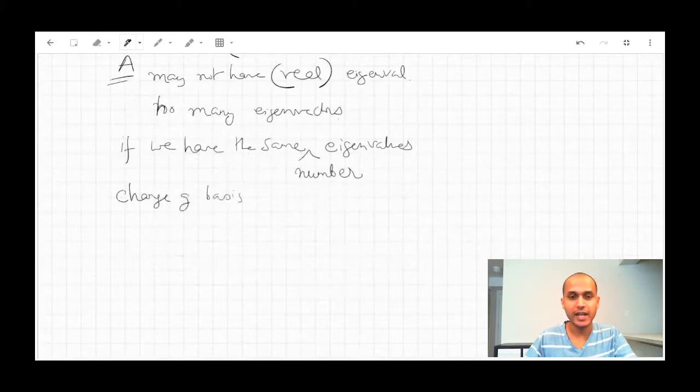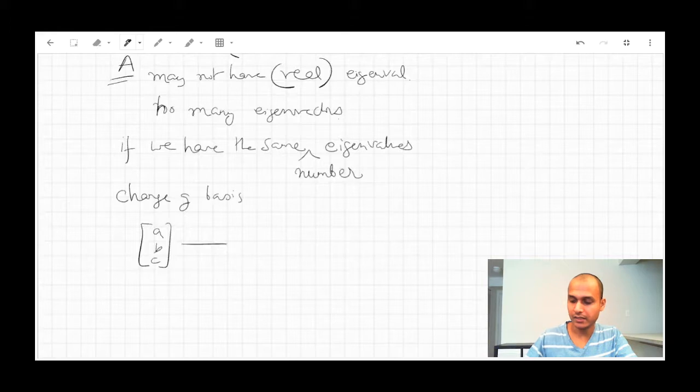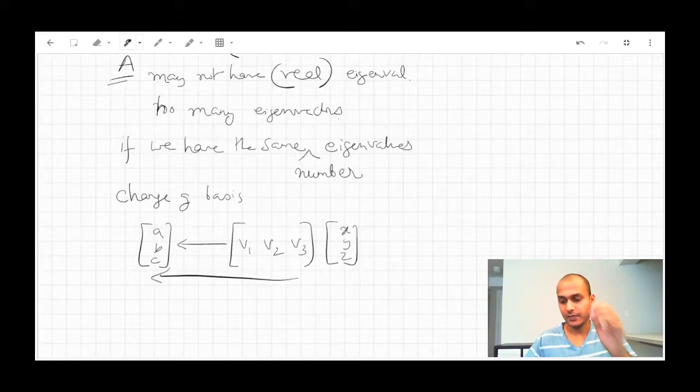So what are we going to do? Let's say our vector representation was in the original basis, A, B, and C. I know how to change basis from here. If I use the eigenvectors corresponding to the eigenvalues, let's say v1, v2, and v3, then in the changed basis, if I have a representation x, y, and z, I know how to go back to the standard basis. So this is the change of basis matrix.